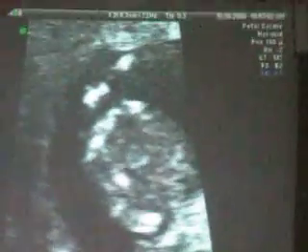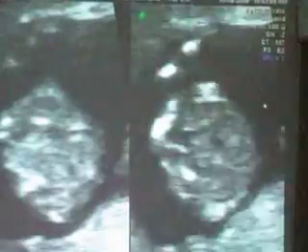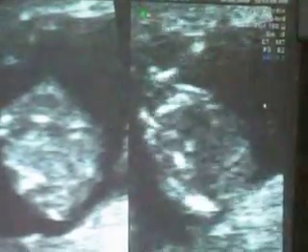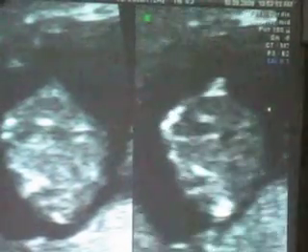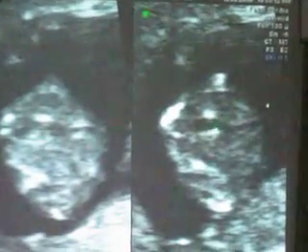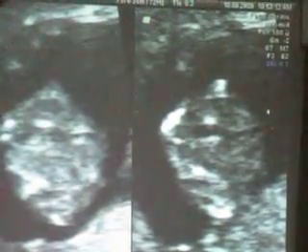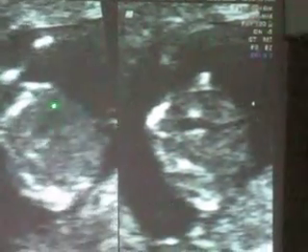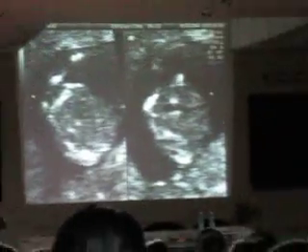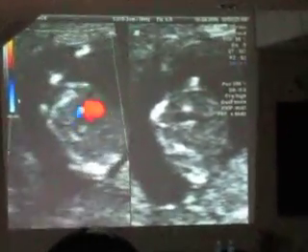Right. Then, one other thing which we can easily see at this stage is the situs of the fetus. The abdominal situs and the cardiac situs. The stomach should be on the left side, the heart should also be on the left side. Now, let's look at it. That's the stomach. So this is the left side of the baby, and look at the heart also on the left side. See, you can put color on the heart now, and it will show there.